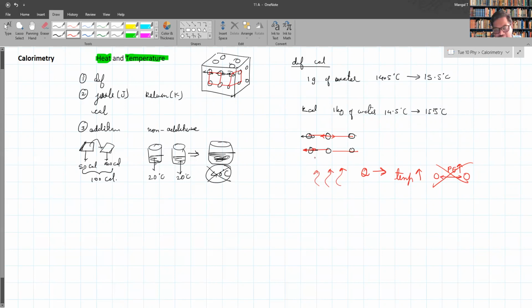Also, understand that the reverse is also true. That means if a body is losing heat, then its temperature will drop, and the molecules will come closer. So that also happens.